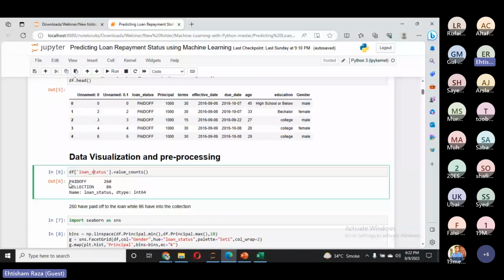So 260 people have paid off the loan while 86 people are still in collection. We still have to collect the loan from 86 people. Based on this, we're going to predict what kind of people cause issues in collection. So we are going to perform our analysis. Let's go and see our visualization.